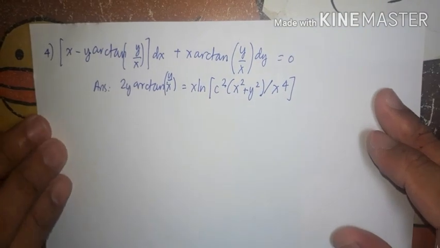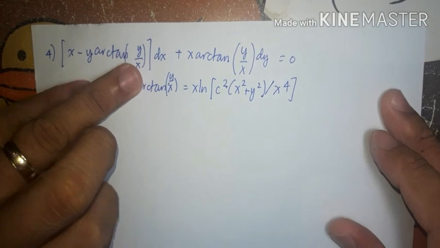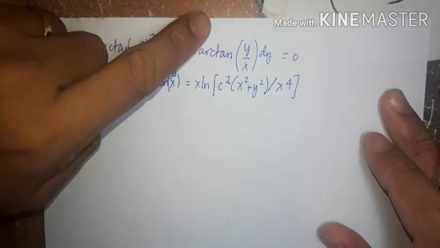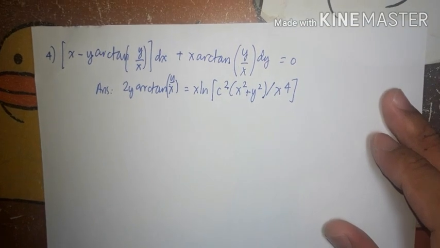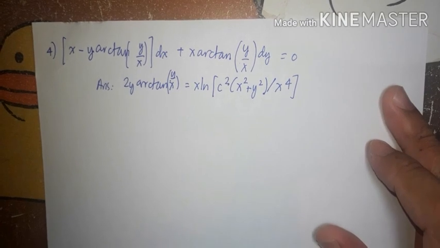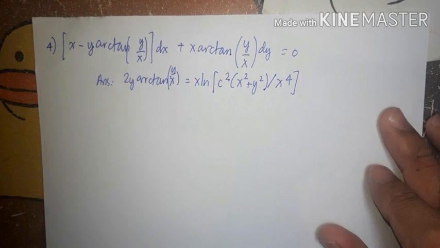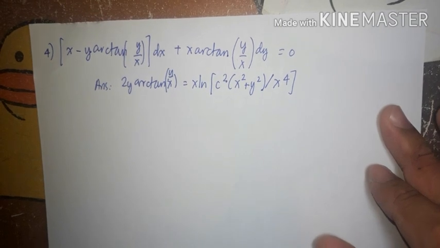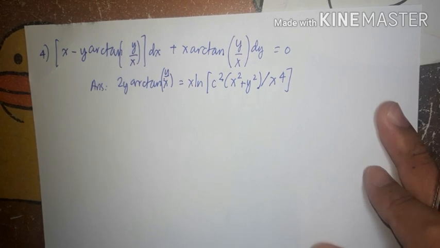So let's have another example. So we have x minus y arctangent y over x tulad nung kanina. Y over x, so parang wala na lang. So degree 1, degree 1, degree 1. Kasi ito parang wala na lang din. So that is homogeneous. So the answer is 2y arctangent y over x minus x ln c squared plus times x squared plus y squared all over x to the fourth. So again, this was taken from elementary differential equations by Rainville, Bedient, and Bedient.